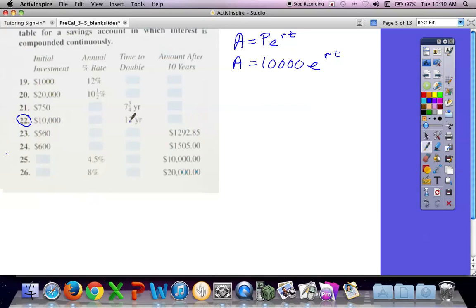We're going to be able to plug in for the A and the T so that the only thing we don't know is R. We need the R so we can do the other calculations, right? So they've given us enough information that we can find out the R first. So let's do that. 10,000, the time to double would be 20,000 equals 10,000 e to the 12R.